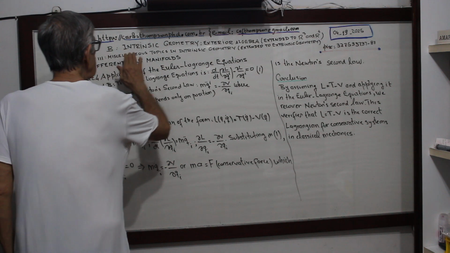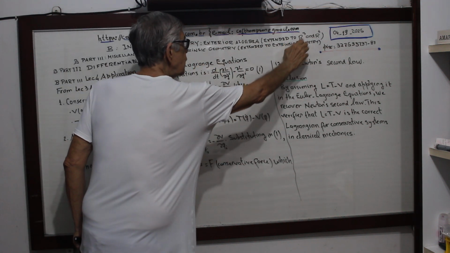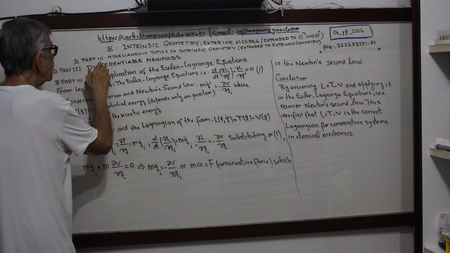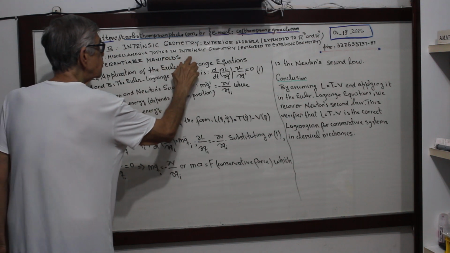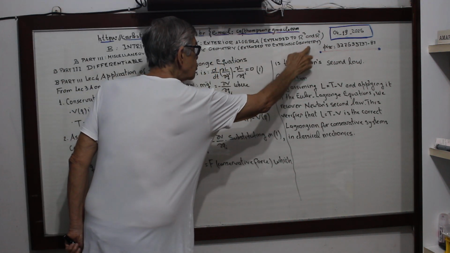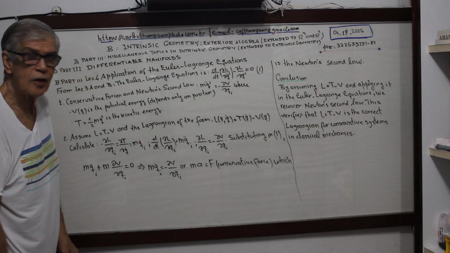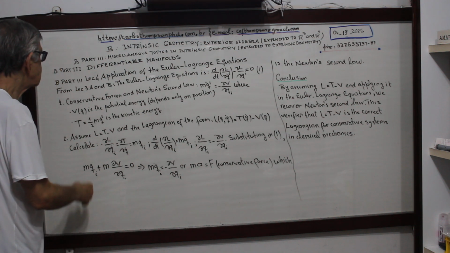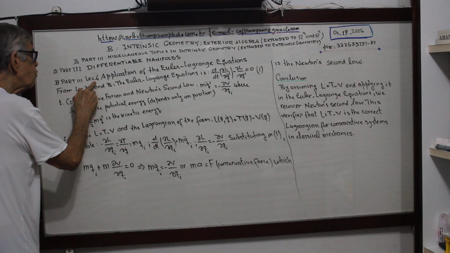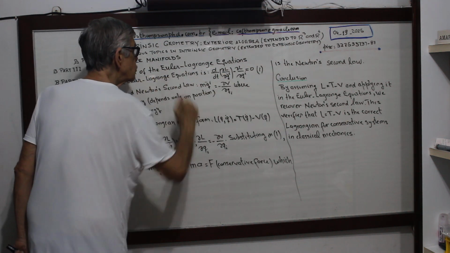Okay, B, intrinsic geometry, exterior algebra, extended to R3 and R4. B, part 3, miscellaneous topics in intrinsic geometry, also extended to extrinsic geometry, as is in this case over here. B, part 3, lecture 4, application of the Euler-Lagrange equations.